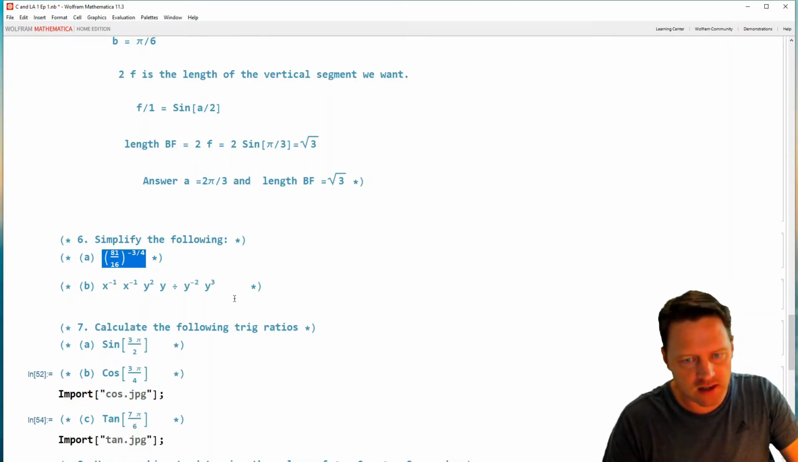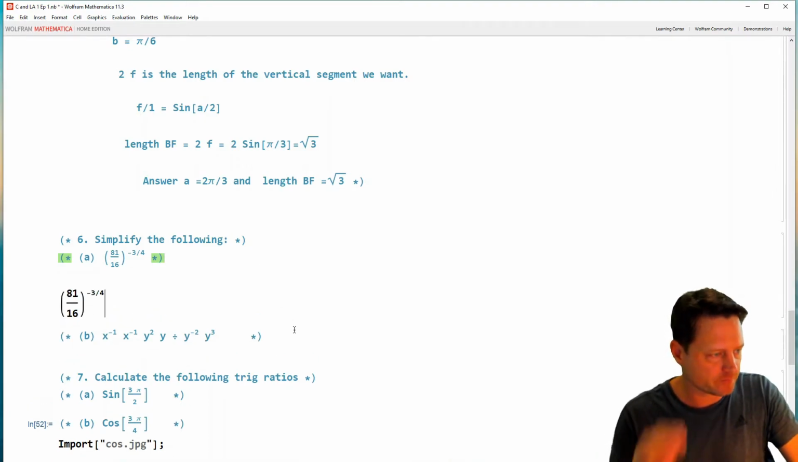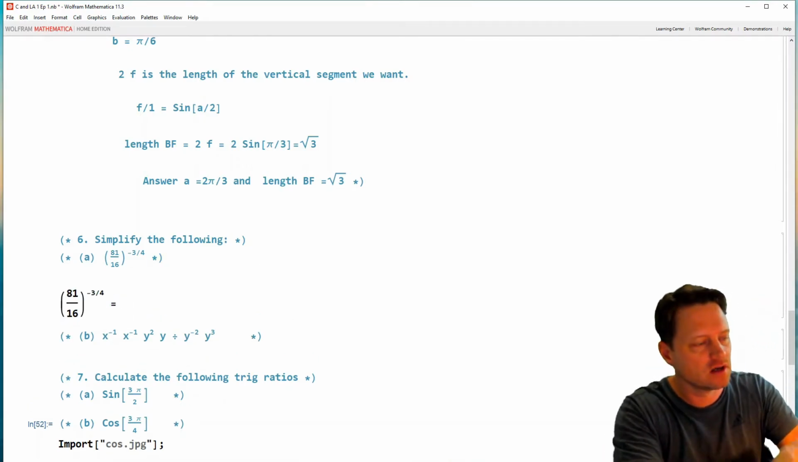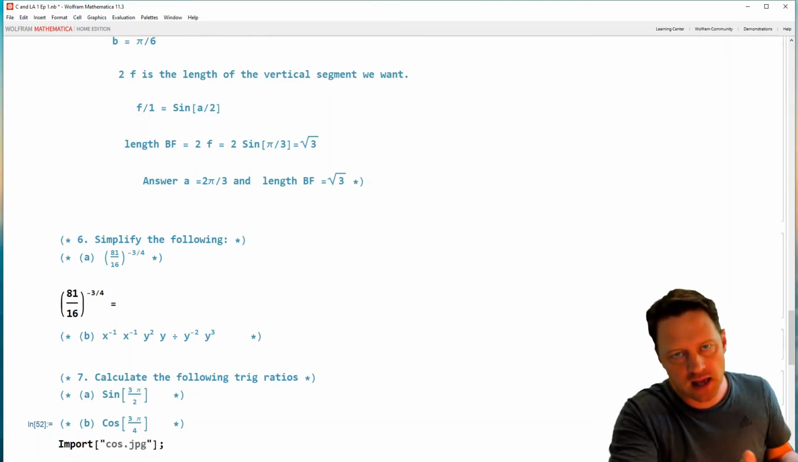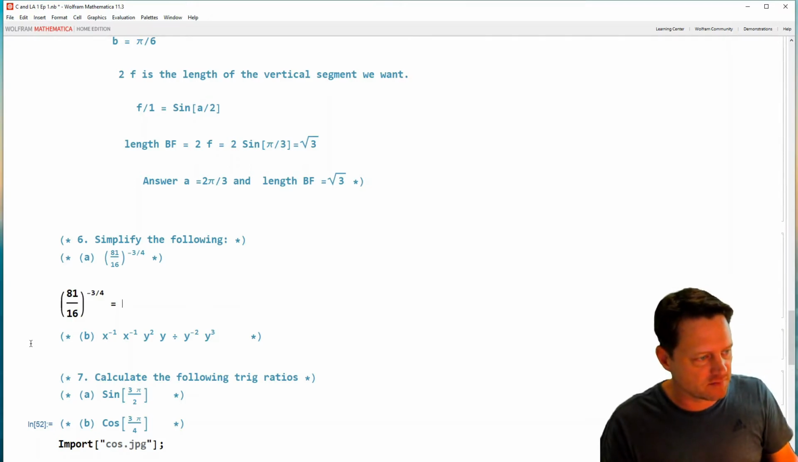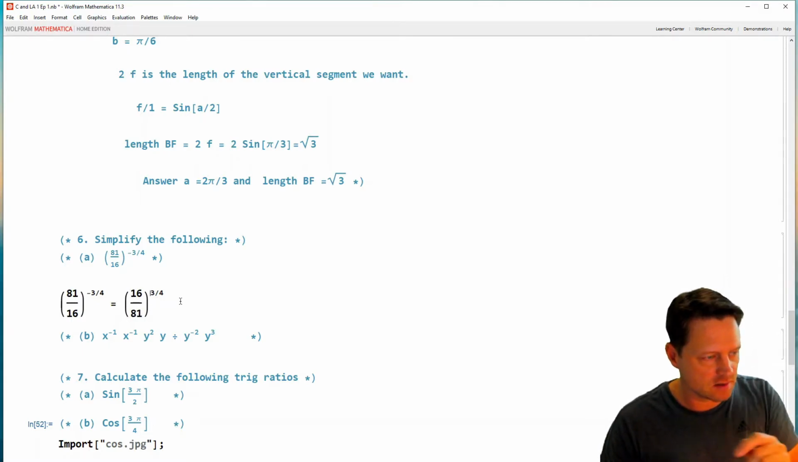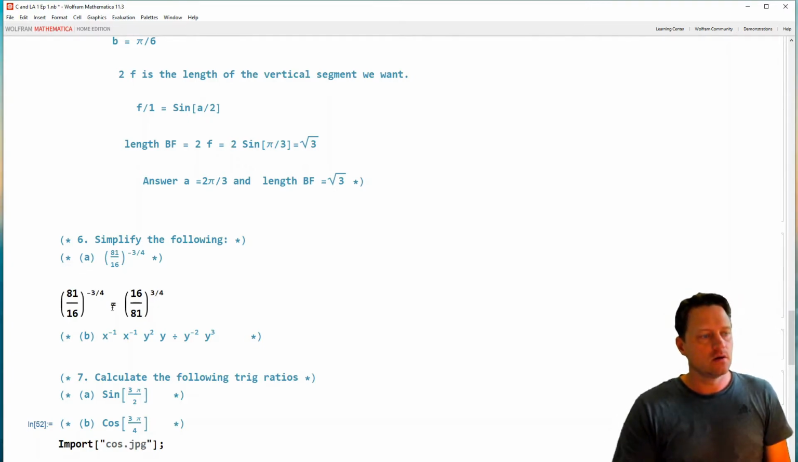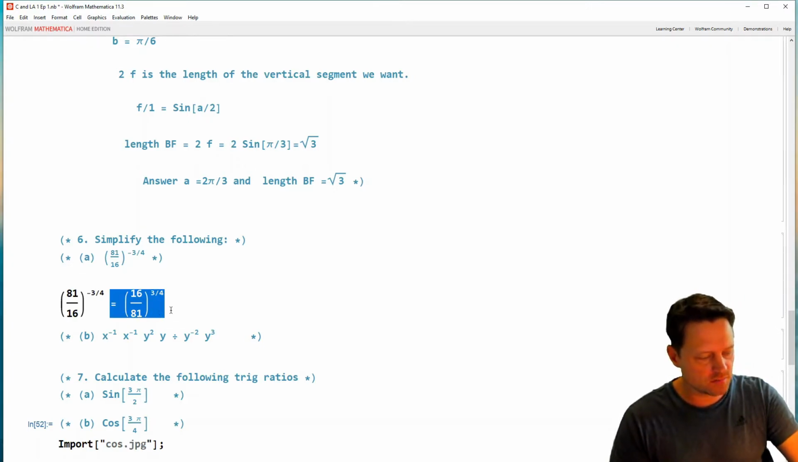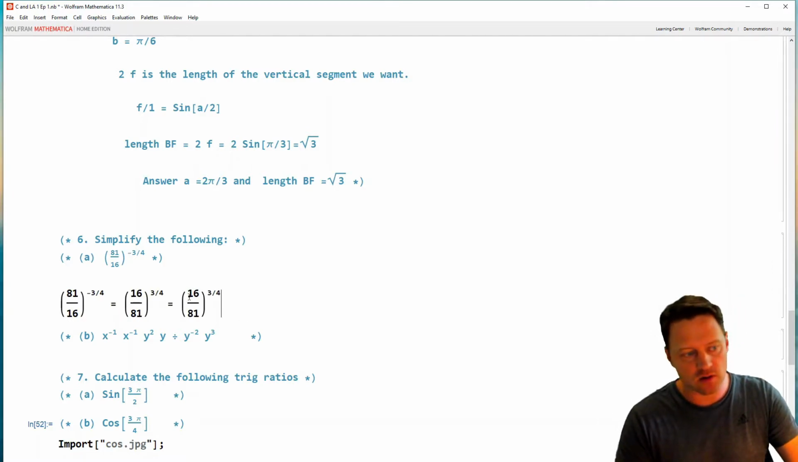Now we'll do this by hand, and then we'll get Mathematica or Wolfram Alpha to do the same. So this is equal to, now we've got a negative sign in the exponent, so we want to invert that fraction and write that as a positive 3/4. So I'll have 16 on the numerator and 81 on the denominator, and then we change that to the opposite sign.